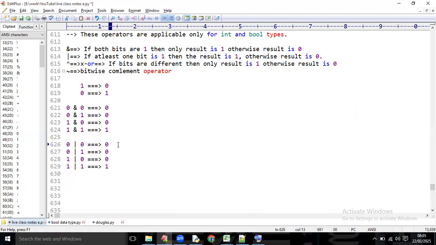So here both bits are 0 means 0. Here at least one bit, we have given 1 as one input, so that's why it will give 1. And here also one bit, 1 is there, that's why it will give 1. Here both bits are ones, that's why it has given 1. The rule is satisfied, because at least one bit is 1 in the second, third and fourth conditions. That's why it has given 1.